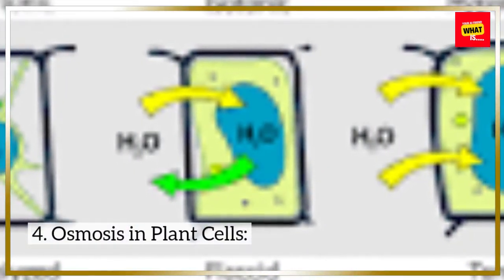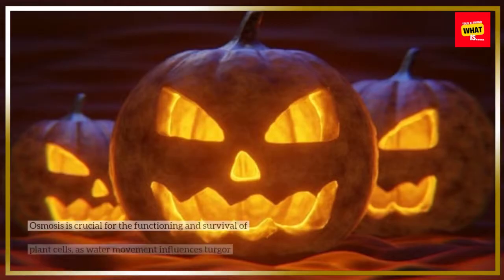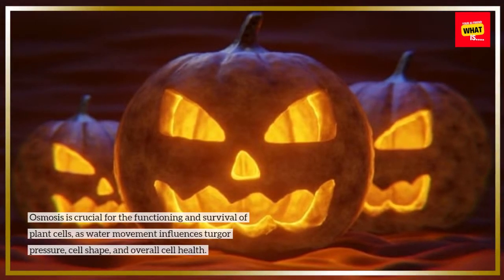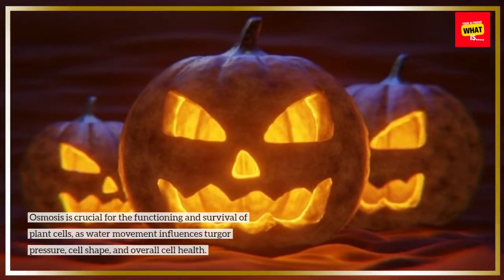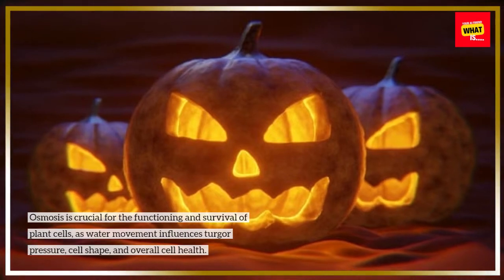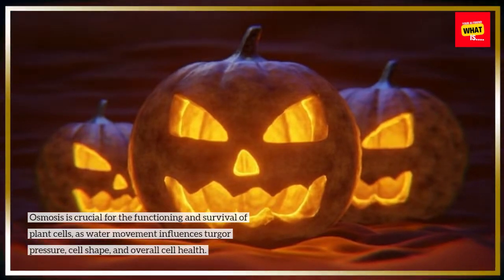4. Osmosis in plant cells. Osmosis is crucial for the functioning and survival of plant cells, as water movement influences turgor pressure, cell shape, and overall cell health.